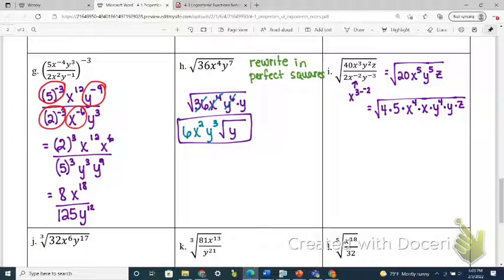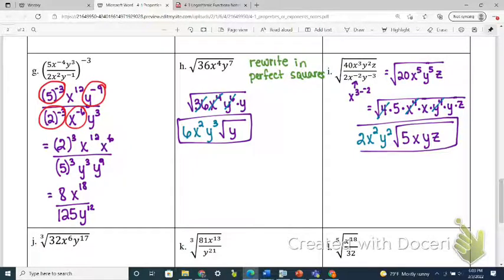So I'm going to take everything out that's a perfect square. Square root of 4 is 2. Square root of x to the 4th. Remember that means I keep the letter, divide the exponent by 2. So I get x squared. Y to the 4th, that's y squared. Everything else stays inside. So it's the square root of 5xyz. And there's our answer. So now we've done squares, let's look at some cubes.